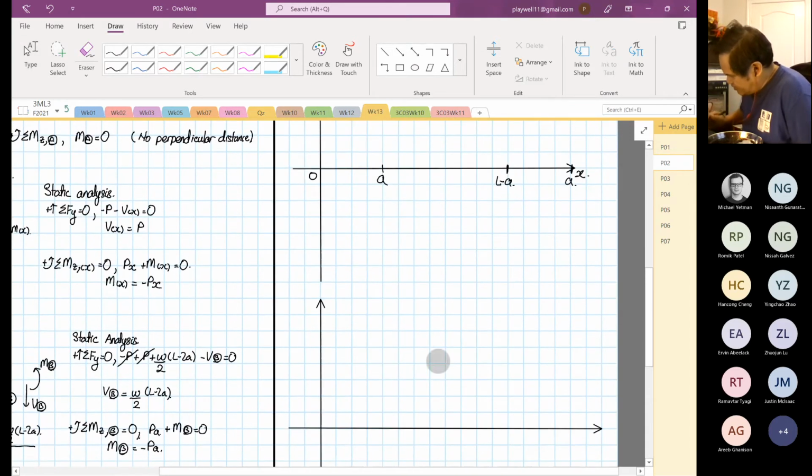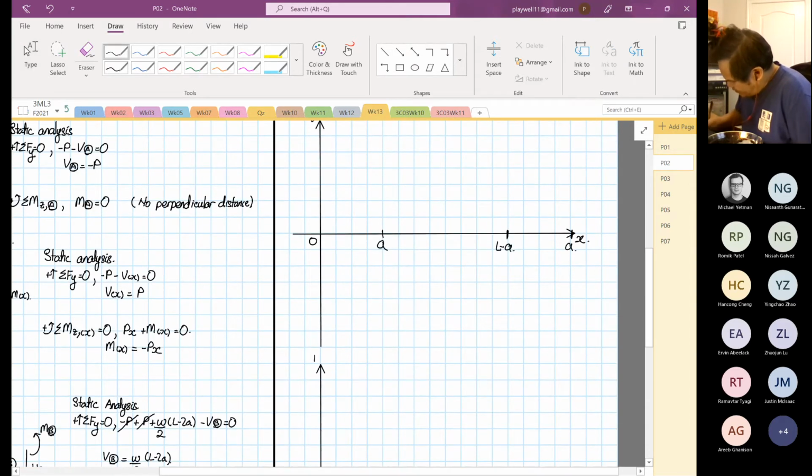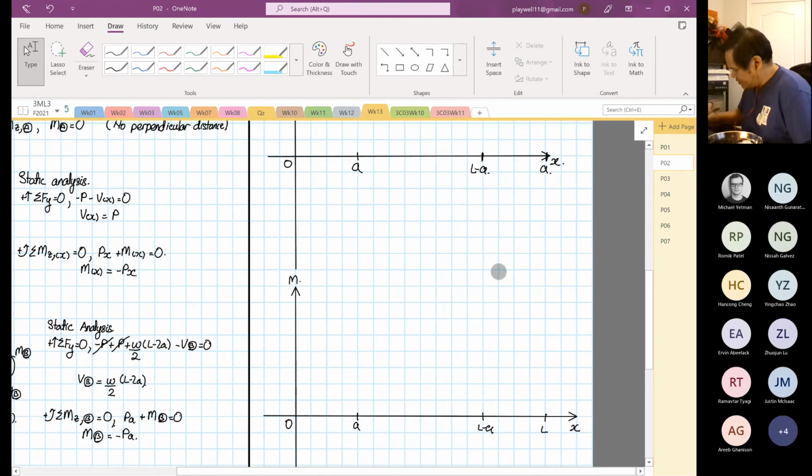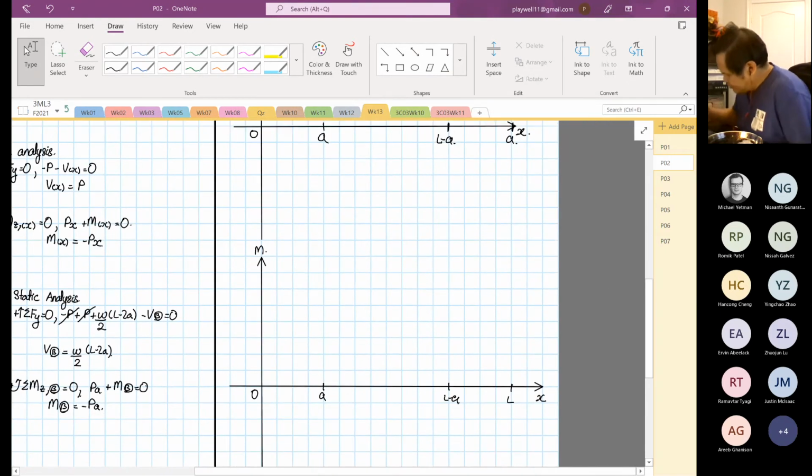So this is our bending moment diagram. This is 0. This is A. This is L minus A. And this is my L. And this is my X distance. Okay, so all these are my X distance. Sorry, this is L, not A.